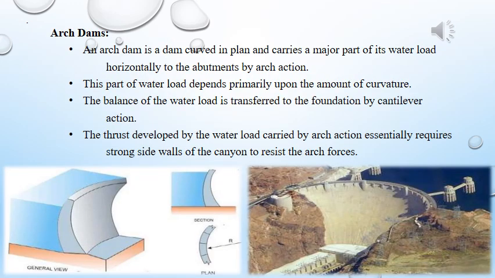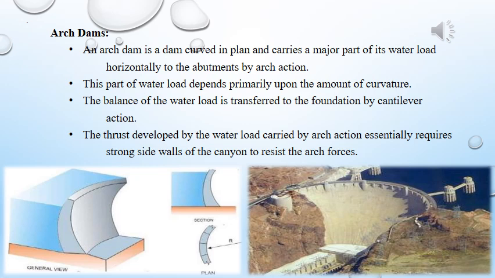Arch dams. An arch dam is a dam curved in plan, which carries a major part of its water load, transmitted horizontally to the abutment by arch action. The balance of the water load is transmitted to the foundation by cantilever action. So, the thrust developed by the water load is carried by arch action, and it requires strong abutments to resist it.